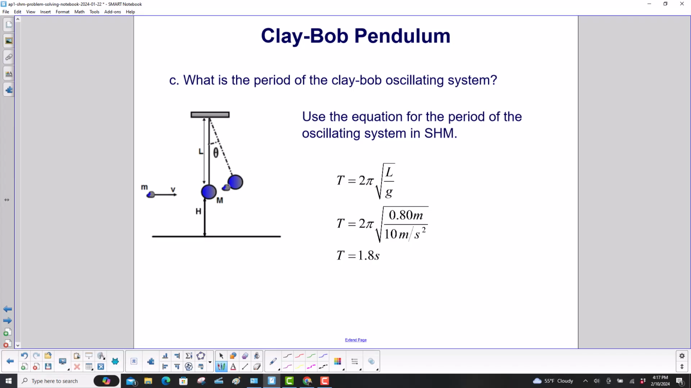What is the period of our system? Well, we'll use the equation for the period of the oscillating system in simple harmonic motion, which is 2 pi times the square root of L over g. Substitute in our numbers, and we get 1.8 seconds.